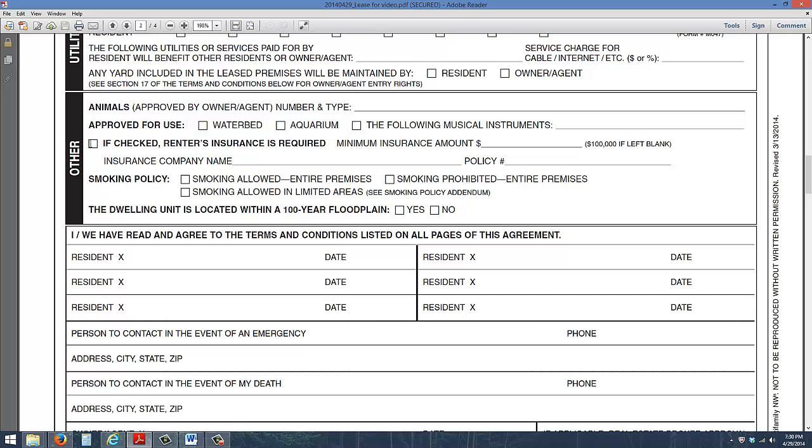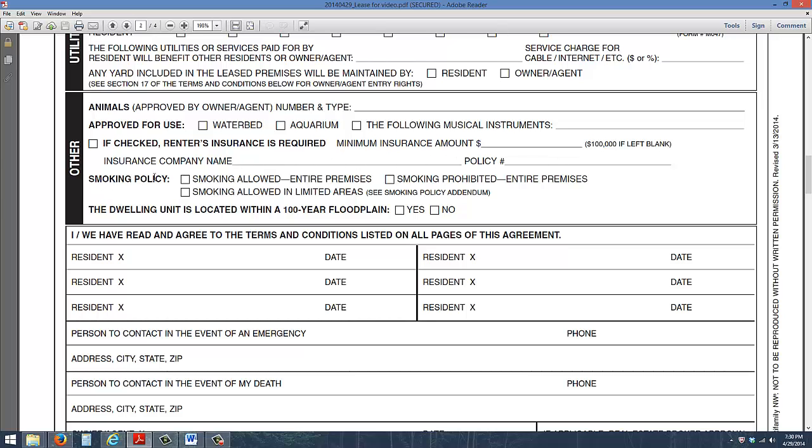Over here, this box is checked if renter's insurance is required. We do require renter's insurance, so this box will be checked, and the minimum coverage will be $100,000 or greater depending on the type of property you're renting, but we'll give you that information. And over here will be your information about your insurance company and policy number.